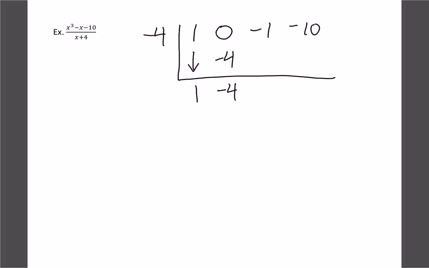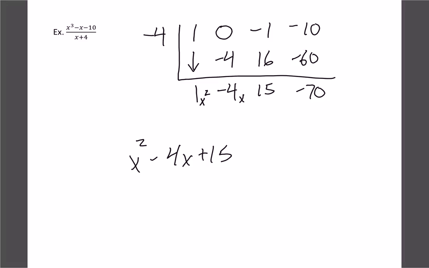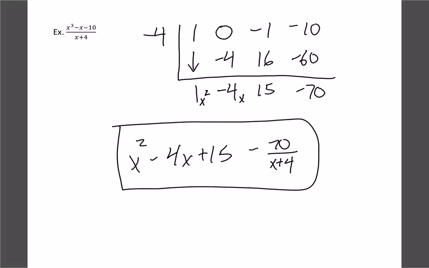multiply again. Negative 4 times negative 4 is 16. Add the 2. Multiply again, we get negative 60. Add the 2, we have negative 70. So in this case, our negative 70 is our remainder. So we'd have plus 15, 4x, and 1x squared. So our final answer should be x squared minus 4x plus 15 minus 70 over x plus 4, what we divided with originally. Okay, so if you do have a remainder, write it as that over the x plus 4. If you don't have a remainder, then obviously you don't need to write anything.